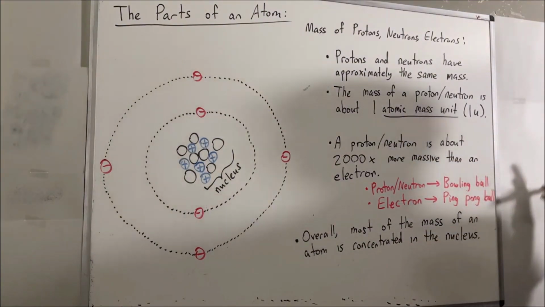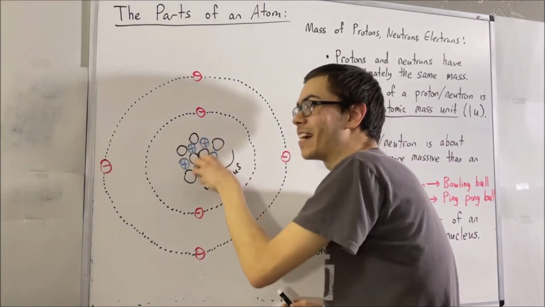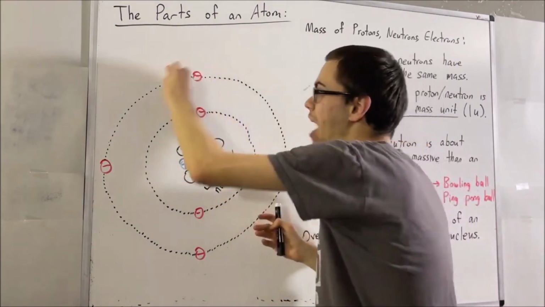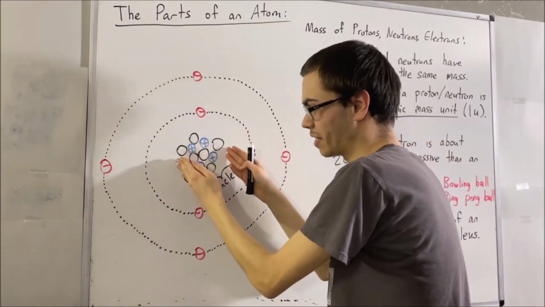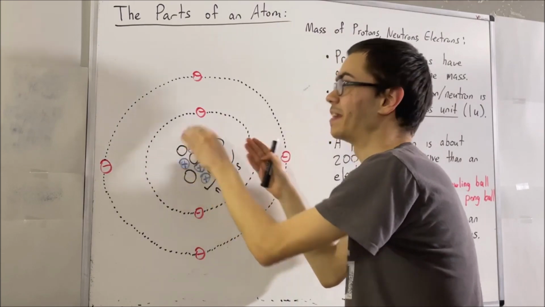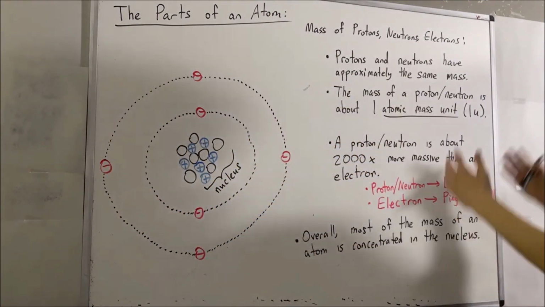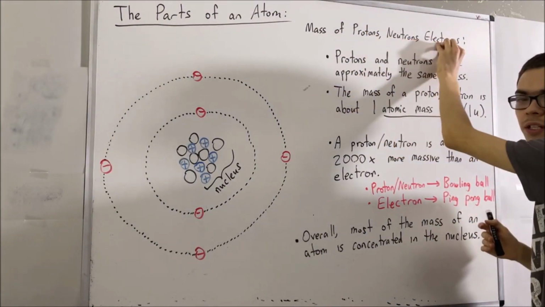And why is that the case? Well, that's because what we have inside the nucleus is much more massive than what we have outside the nucleus, right? The protons and neutrons inside the nucleus are much more massive than the electrons outside the nucleus. And so yeah, that's pretty much it for the masses of these three particles.